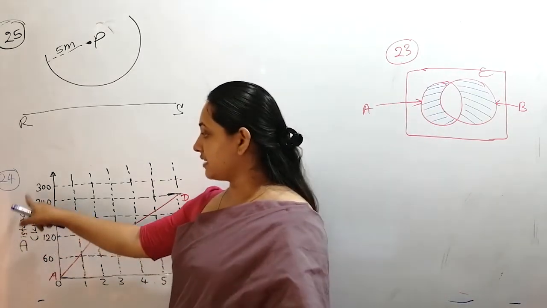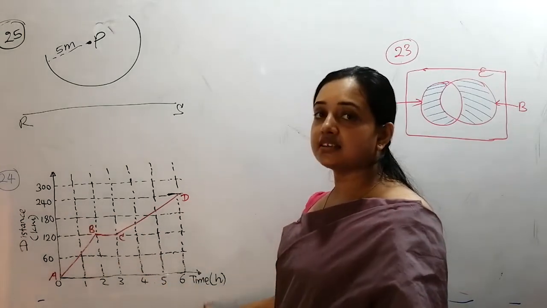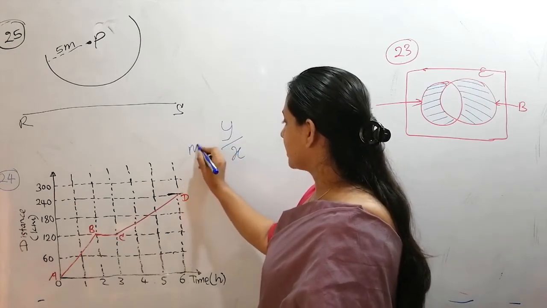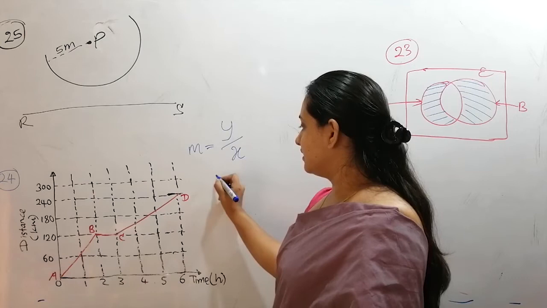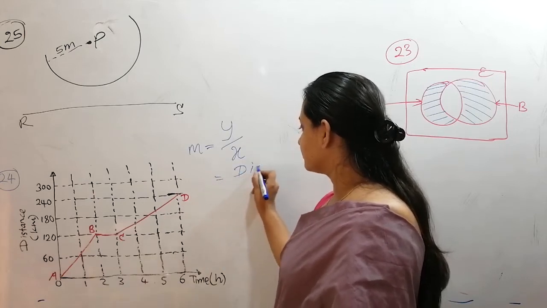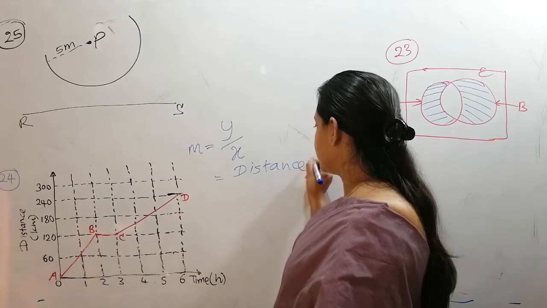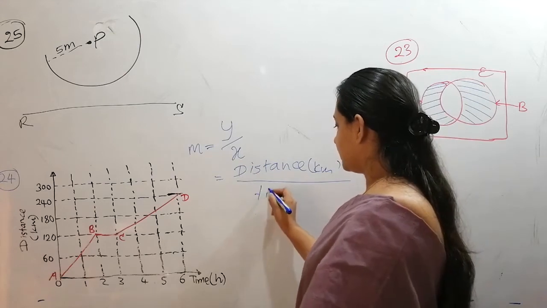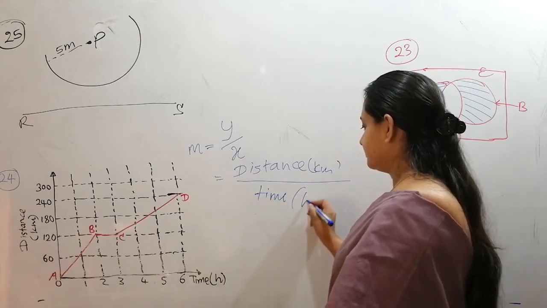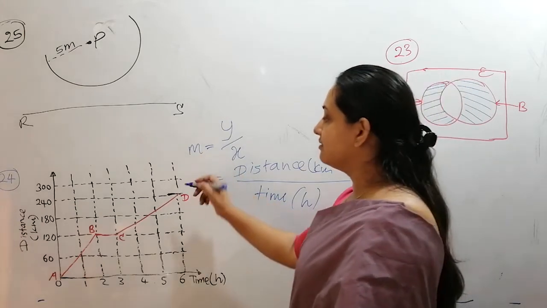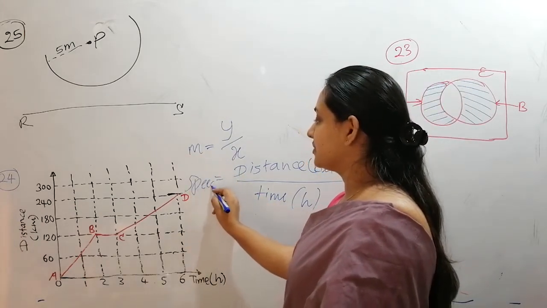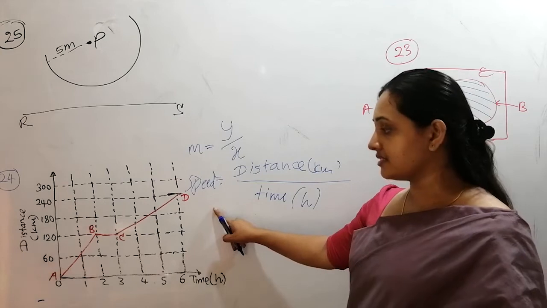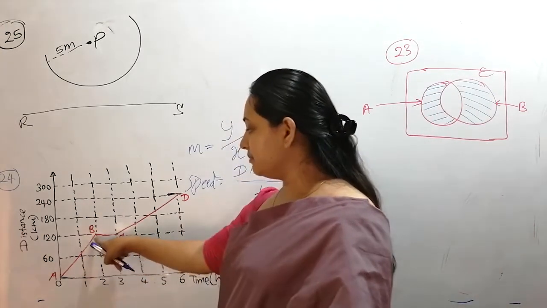Here the y-axis is distance and the x-axis is time. Y divided by x means the gradient, and that is the distance divided by time. Y is the distance in kilometers and x is the time in hours. That means the gradient will represent the speed. If the gradient is greater, the speed is greater. Look at BC.